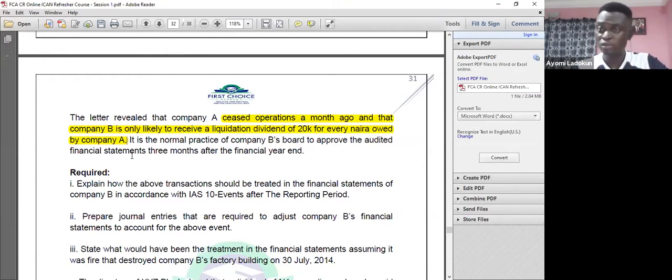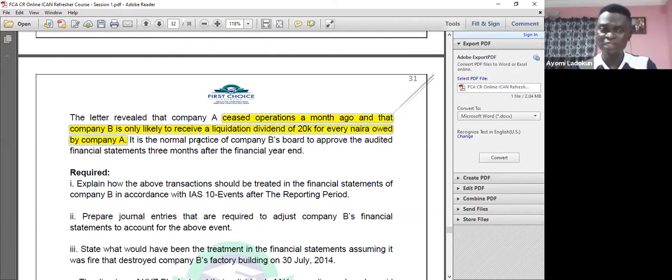So what do I do? I convert back to naira. 20 divided by 100, that's 0.2, multiplied by 50. It will give me 10 million. So that means I can get 10 million. That's the meaning. So 40 million is gone. I need to write it off because receipt of information about the bankruptcy of a customer is an adjusting event.